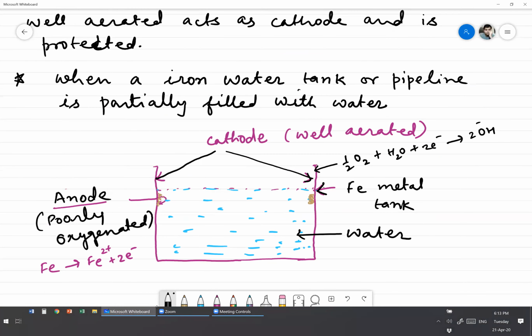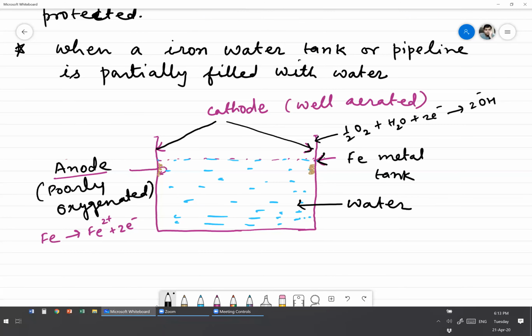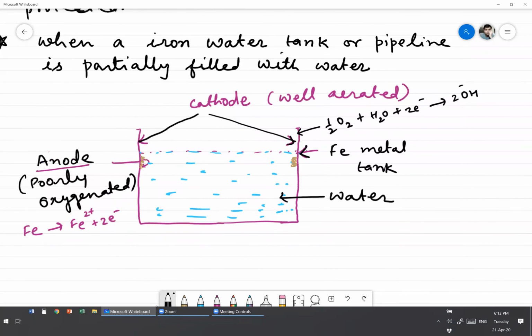So what is the water line corrosion? When an iron water tank or pipeline is partially filled with water, the area of the tank just below the water meniscus acts as anode because it is poorly oxygenated, and the area of the metal tank above the water line acts as cathode because it is well aerated and it is protected. This type of corrosion is called water line corrosion.